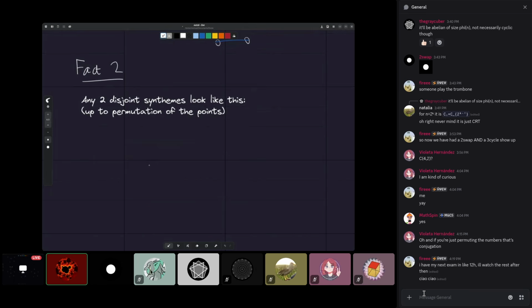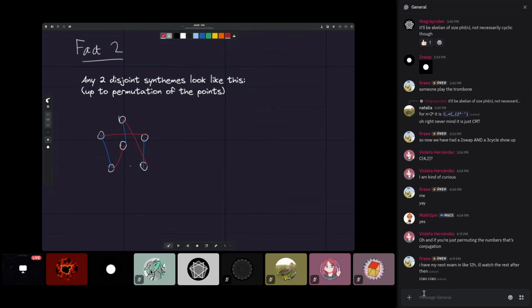And so what is this? Because any 2 synthemes look like this is the thing we're trying to show. It's just pick any 2 that are disjoint and they will look like this. So why? What do I mean by up to permutation of the points? If you drag the points around and drag the edges with them, you start with any 2 disjoint synthemes, you can end up with this after some permutation of the points.